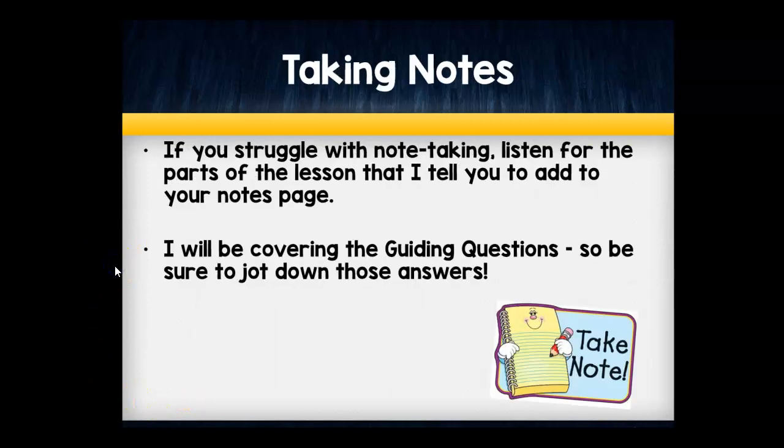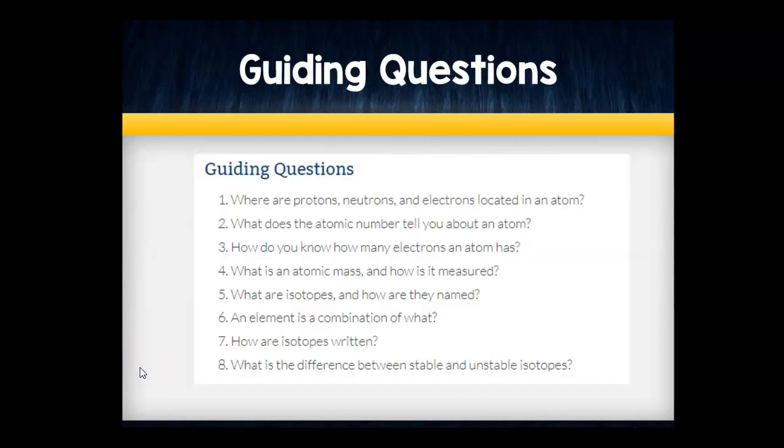So if you struggle with note taking, watching these recordings is very helpful. You can listen to the parts of the lesson that I tell you to add to your notes. I will also be covering the guiding questions, so be sure to jot down those answers as well. For this lesson, we have 8 guiding questions that we'll be covering. Remember, those are found in order as you read. So as we get started, the first question we're looking for is where are protons, neutrons, and electrons located in an atom?